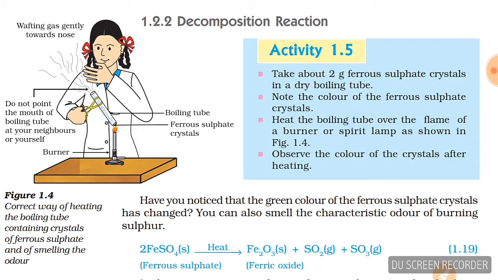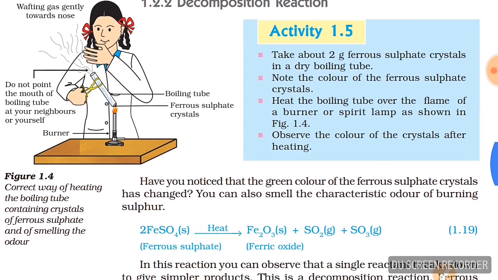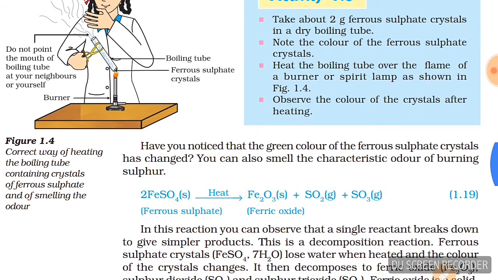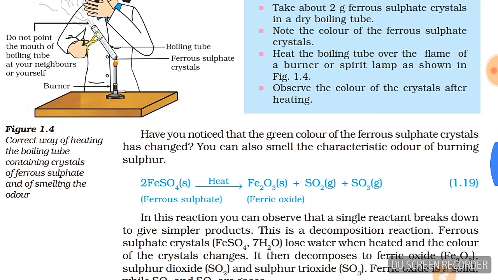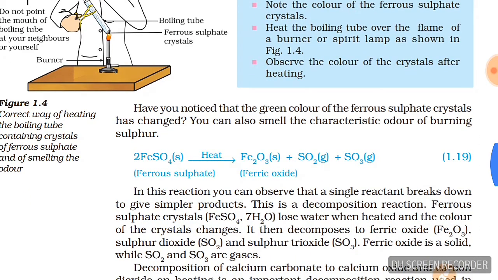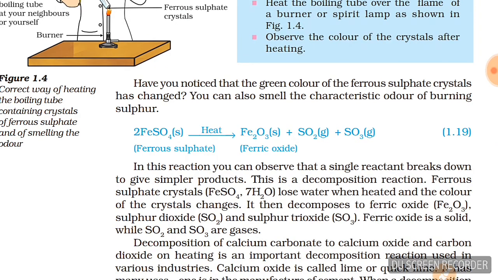एक एंडोथर्मिक, क्योंकि इसमें हमें कोई भी चीज़, कोई भी एनर्जी के फॉर्म में, हीट हुई, लाइट हुई, टेम्परेचर हुआ, इसकी ज़रूरत पड़ती है। We absorb those things to form the product. They have given one example, ferrous sulfate breaks down into FeO3 plus SO2 plus SO3. So it is ferric oxide. Ferrous sulfate is breaking down into ferric oxide plus sulfur dioxide and sulfur trioxide.